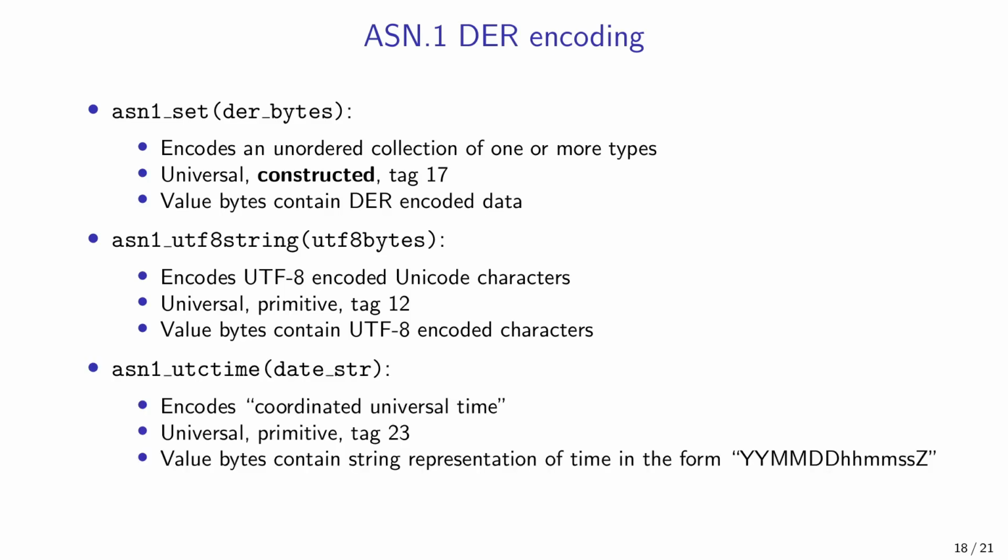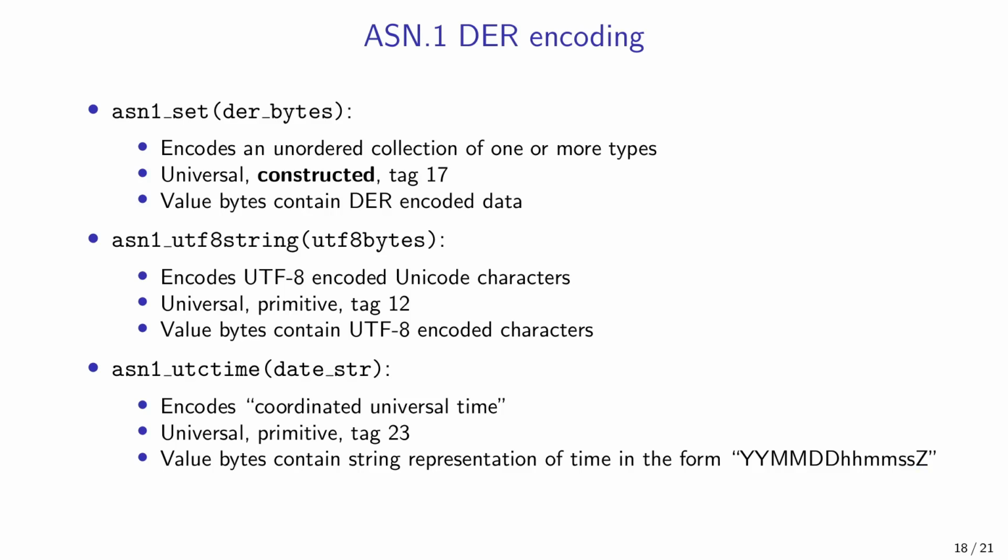ASN1 UTC time encodes coordinated universal time, universal primitive tag 23. The value bytes contain a string representation of the time in this form. The year is encoded using 2 ASCII digits, the same for month, day, hours, minutes, and seconds. The capital Z character must be here, indicating no time zone offset from UTC, because in this encoding the time zone offset must not be used in UTC time encoding.